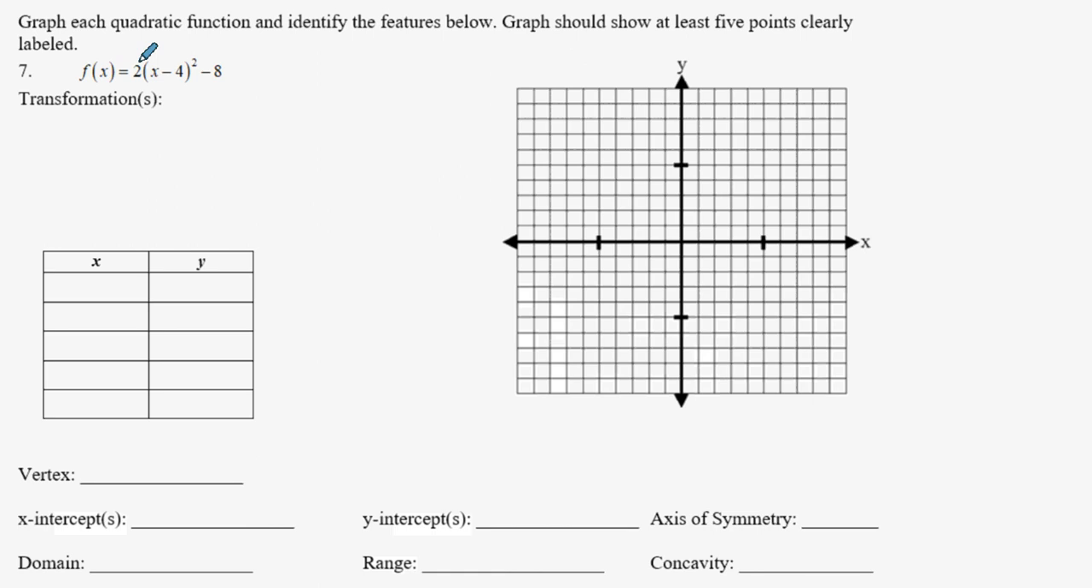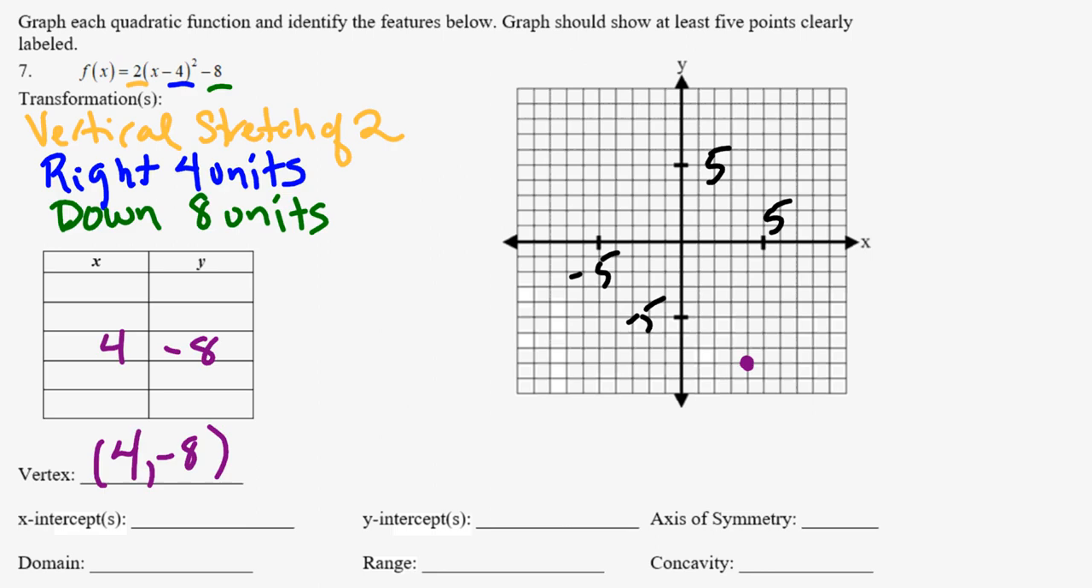Now here, as I move to the x - 4, that's going to tell me how I'm moving left or right. Because it's minus, I'm going to the right 4 units. And here, this minus 8 is telling me I'm going down 8 units. So I have all of my transformations, right? Here's my vertex, 4, -8. Here it is on my table.